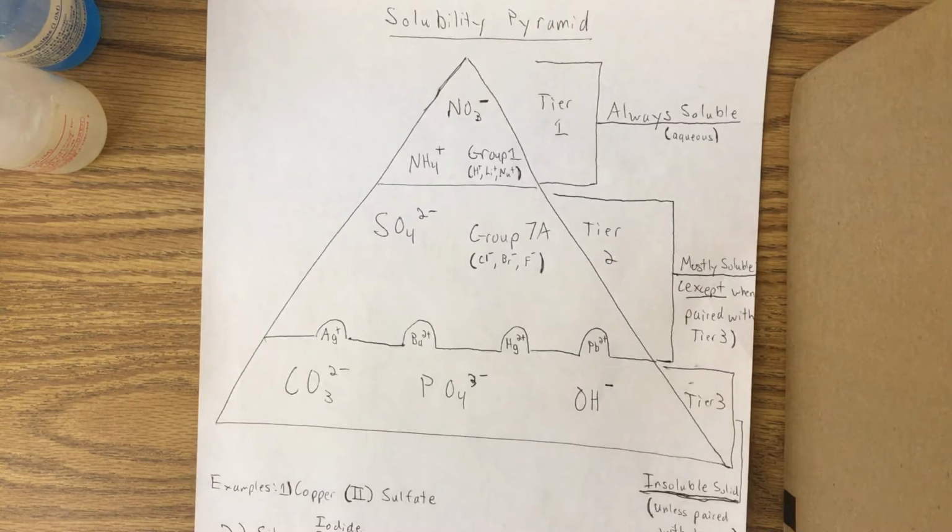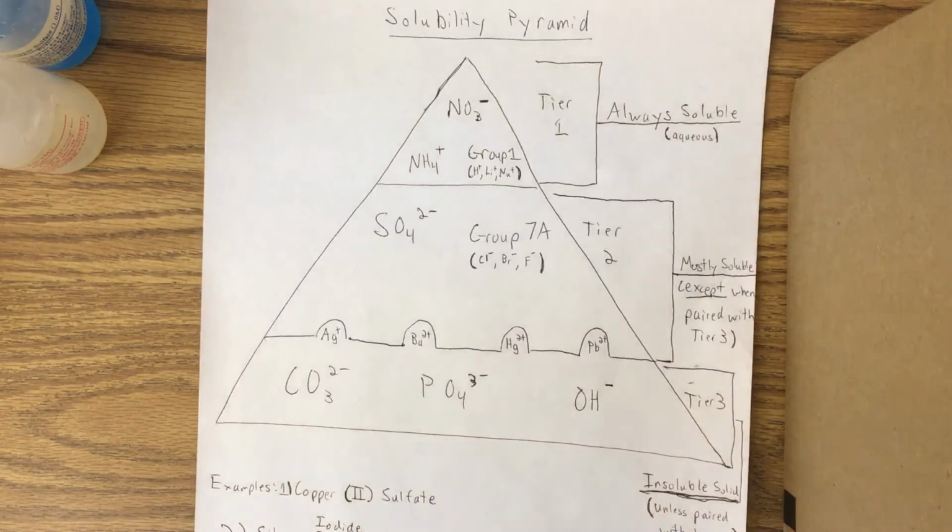So the solubility pyramid sorts different ions, or different things you might find in ionic compounds, into groups or tiers that allow you to determine the likelihood of them being soluble, or being able to be dissolved in aqueous solution in standard conditions, so at room temperature, etc.